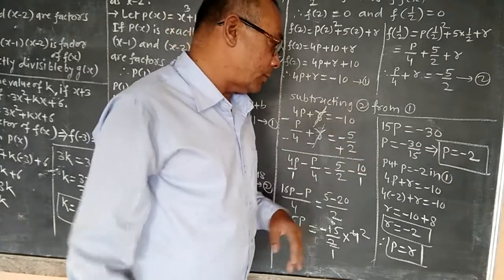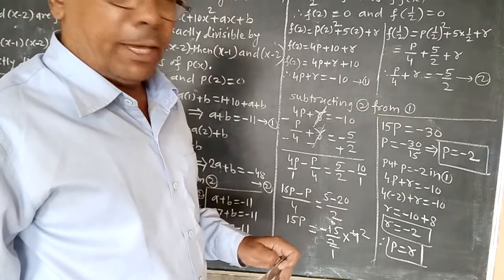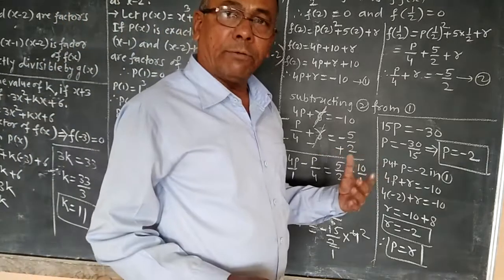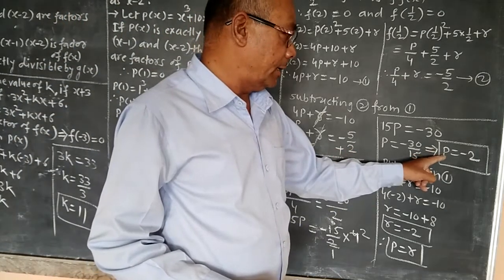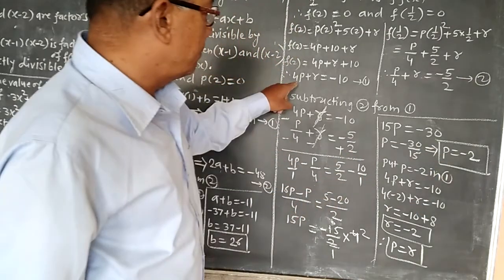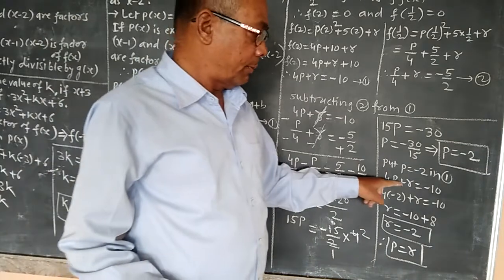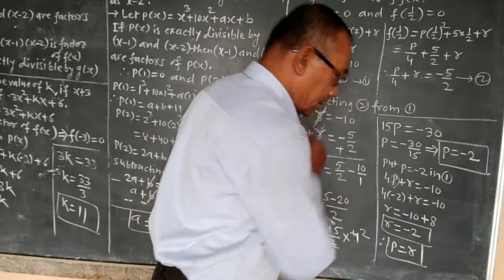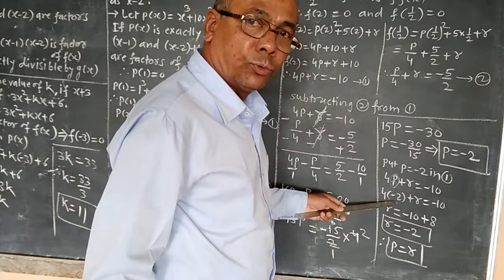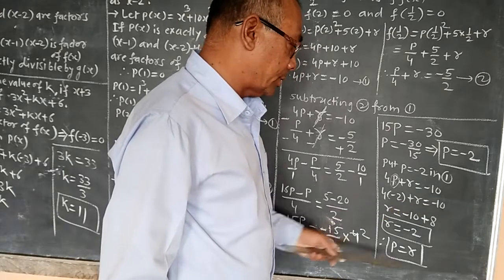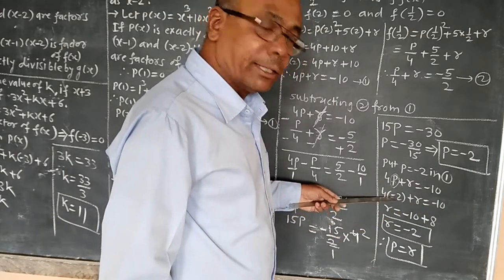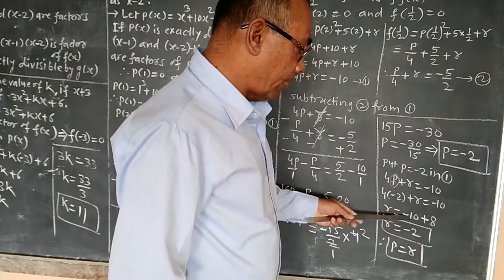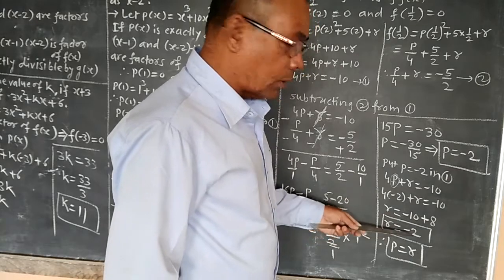In this way we have found the value of p, that is minus 2, and now we have to find the value of r. So to find the value of r, we will put the value of p in equation number 1. Here equation number 1 is 4p plus r is equal to minus 10. Substituting p is minus 2, 4 into minus 2 plus r is equal to minus 10. 4 into minus 2 will be minus 8. It will become plus 8 on the other side. So r is equal to minus 10 plus 8, so r is equal to minus 2.